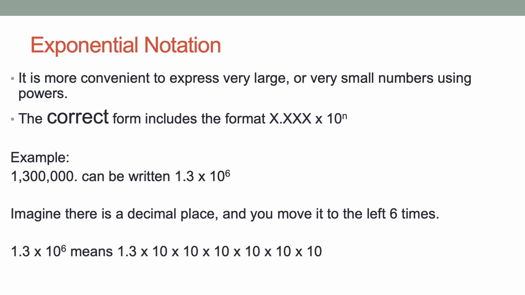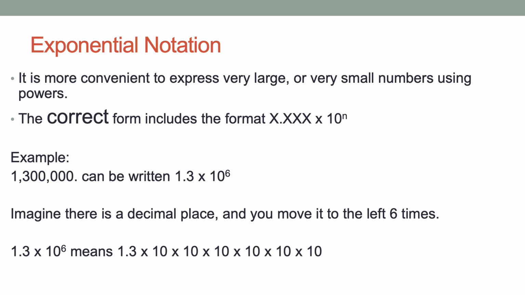It's more convenient to express these large values or small values using powers. The correct form includes the format integer, decimal point, followed by more integers, times 10 raised to the n power. So in the format, we want one non-zero integer in front of the decimal place, followed by more integers based on significant figure rules, which we'll talk about in a moment.